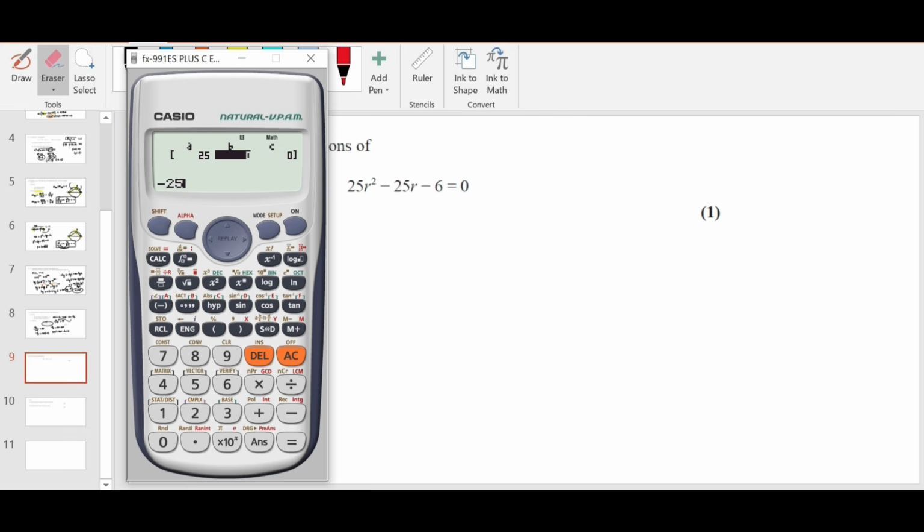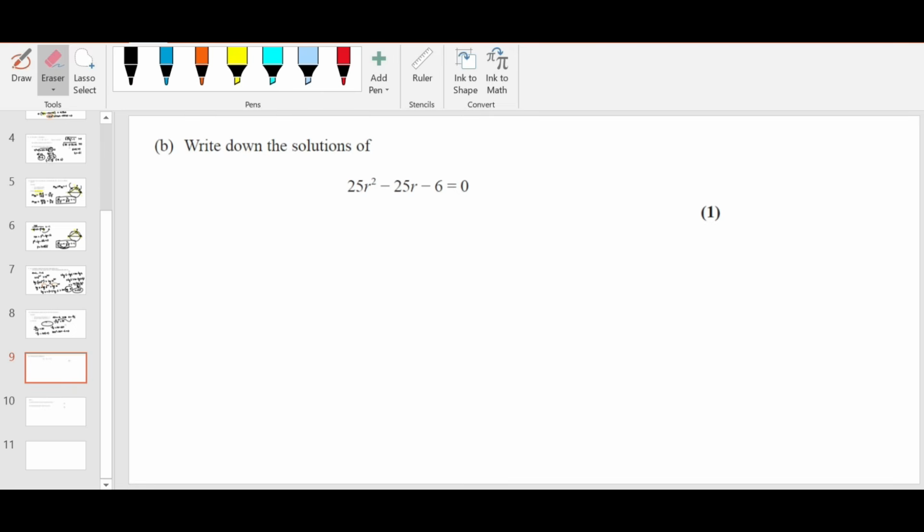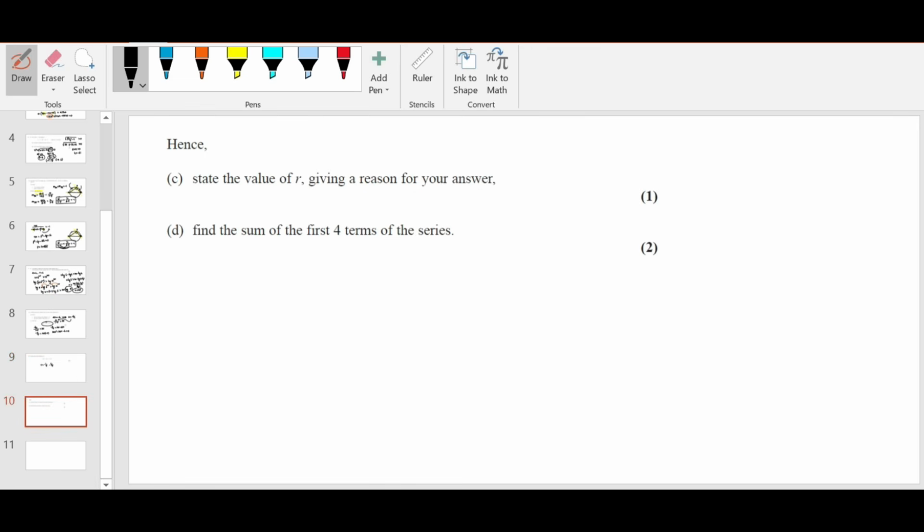So go to equation number 3. 25 minus 25 minus 6. 6 over 5, minus 1 over 5. So r is minus 1 over 5 comma 6 over 5. Just write the solutions. You don't need to show any step because it's just a 1-mark question. Now the next part, hence state the value of r giving a reason.